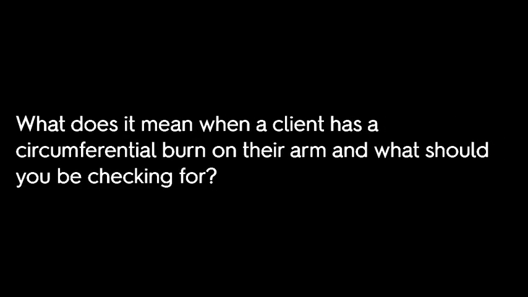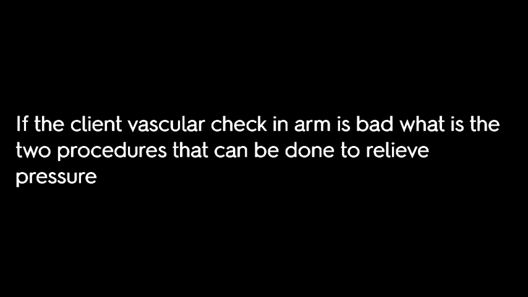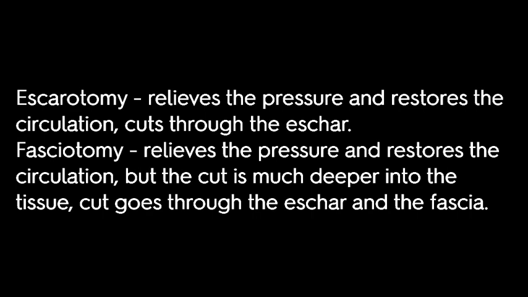What does it mean when a client has a circumferential burn on their arm and what should you be checking for? It goes all the way around, and you should be checking for circulation. If the client's vascular check in the arm is bad, what are the two procedures that can be done to relieve pressure? Escharotomy relieves the pressure and restores the circulation; it cuts through the eschar. Fasciotomy relieves the pressure and restores the circulation, but the cut is much deeper into the tissue; it goes through the eschar and the fascia. What are the circulatory checks? Pulse, skin temp, skin color, and capillary refill.